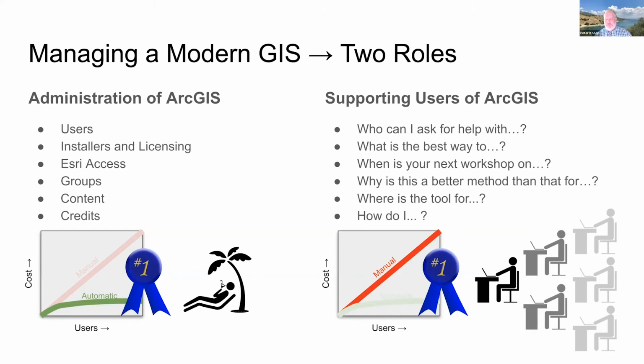Where you do have to consider investing is in supporting your users. So who can I ask for help with this tool? What is the best way to do this kind of analysis? When is your next workshop on georeferencing? These are the kinds of things where the more users you get, the more help they're going to need using the system. And so you need to be prepared for that to scale up as you get more users.